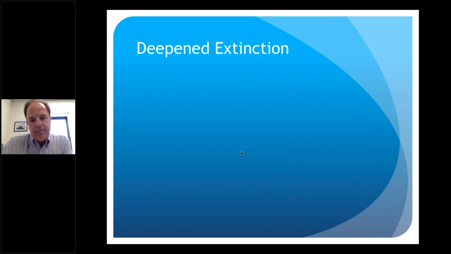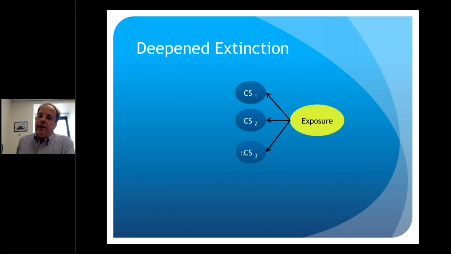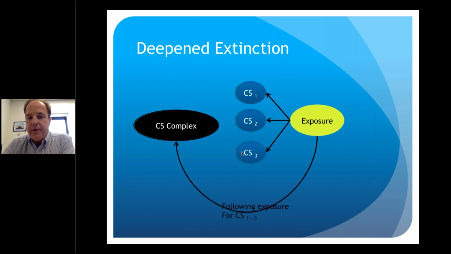So deepened extinction. Deepened extinction is an illustration of where, let's say you have 3 smaller components of the conditioned stimulus, and you do exposure to each one of those smaller components. The person you're working with gains mastery over each one of those 3. When you get done with it, then you have exposure to the fuller stimulus complex. So you have portions 1, 2, and 3 combined. This again is probably the kind of thing that a lot of you have done previously if you regularly conduct exposure. Let me illustrate.